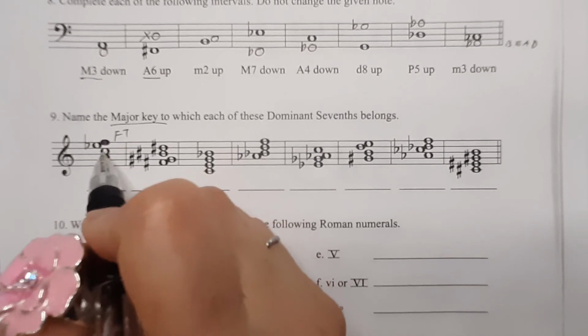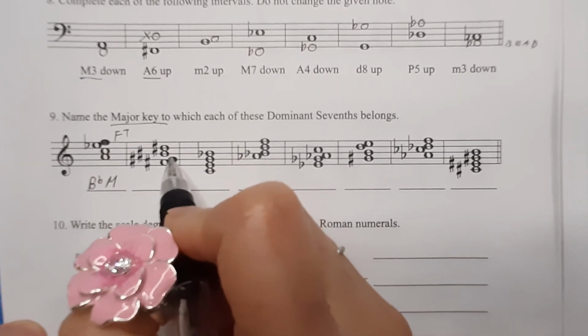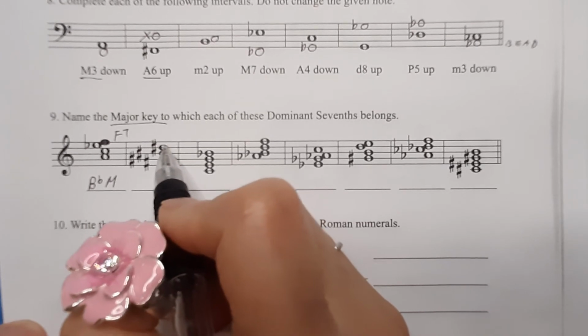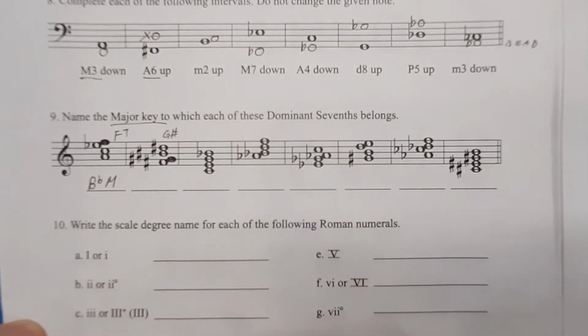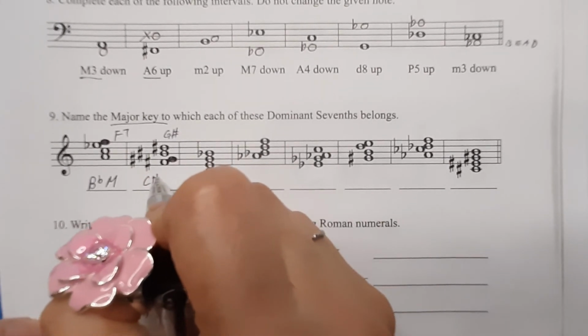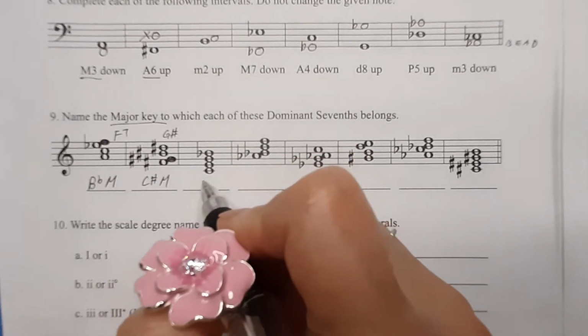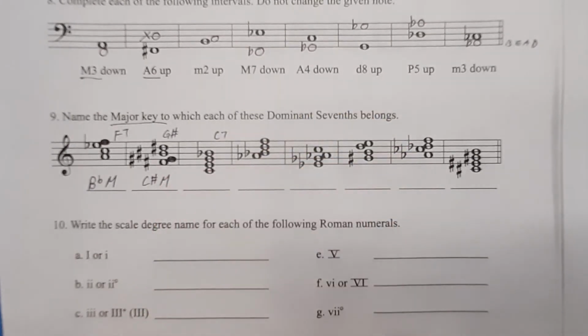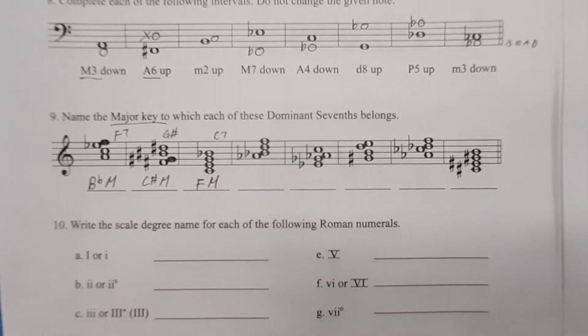So you go down 5 steps. Now where's the root? It's right there: G sharp, B sharp, D sharp, F sharp. So this is G sharp. If G sharp is the 5th, then what's the tonic? Isn't it C sharp major, right? They're asking for the major key. Now this is C7. If C is 5, then what's 1? How about F major? Good.